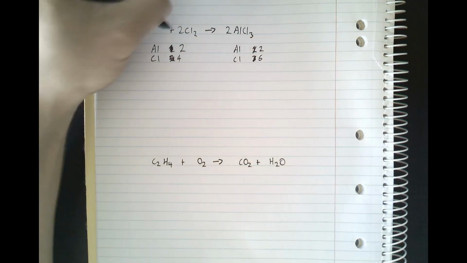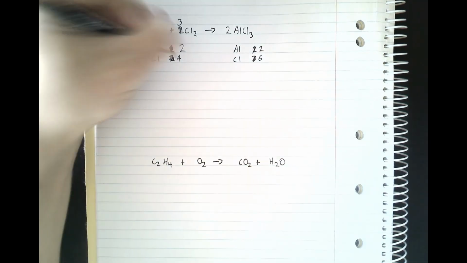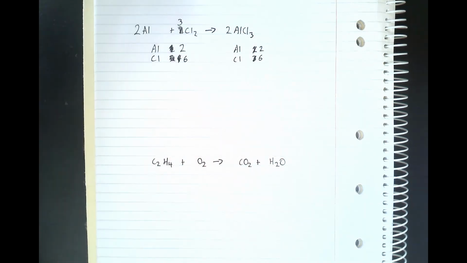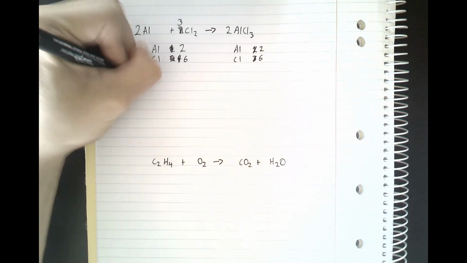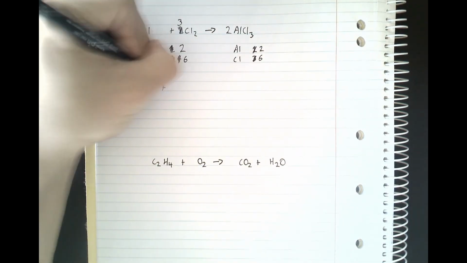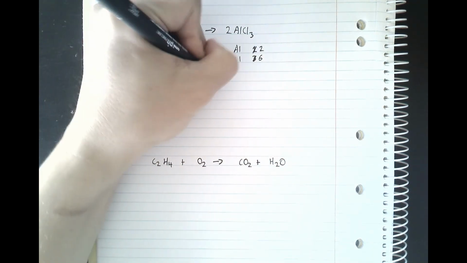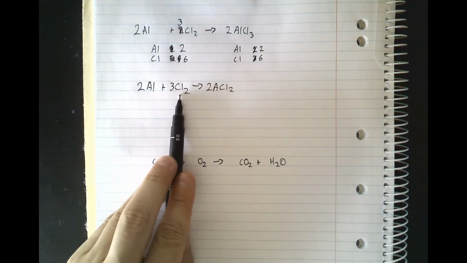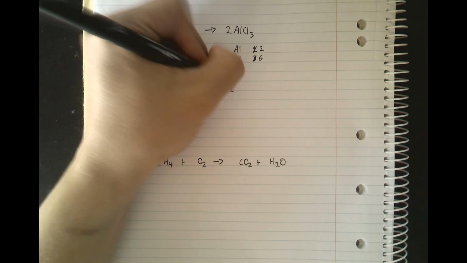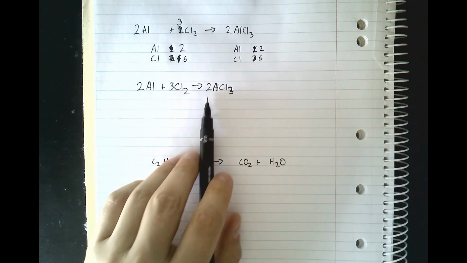Then what I can do is, instead of having 2 chlorine molecules, 2 Cl2s, I can have 3 instead, and that will get my total up to 6. So with all of that working, all that scratching, usually you would write out the balanced equation in full at the bottom with no working out or alterations. So what we're showing here is that we need 2 aluminium atoms and 3 chlorine molecules, or 3 Cl2 molecules, to make, I've messed up my formula, to make 2 units of AlCl3.